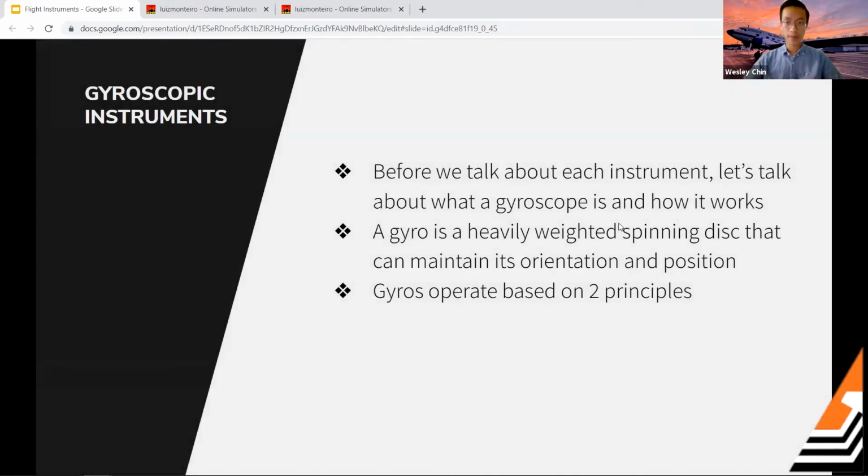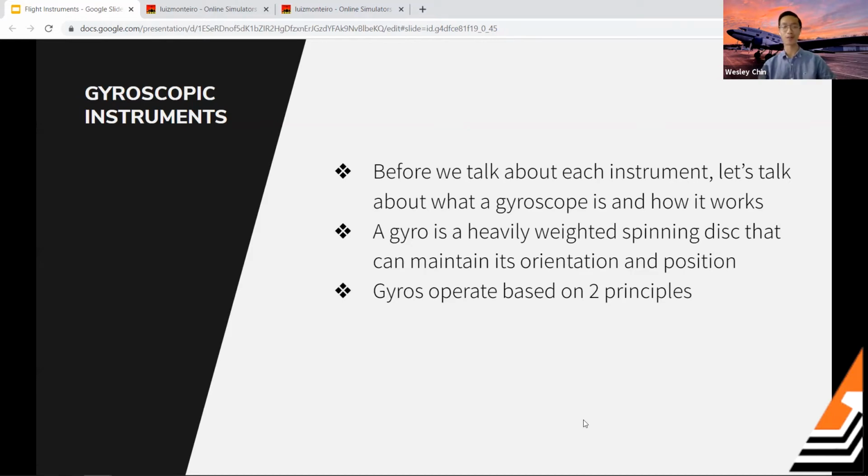Before we talk about each instrument, let's review what a gyroscope is and how it works. A gyro is basically a heavily weighted spinning disc that can maintain its orientation and position. There are 2 important principles we want to talk about with the gyroscope. I'm curious, does anybody know the 2 principles of a gyroscope that might have been mentioned? Probably not. Let's see.